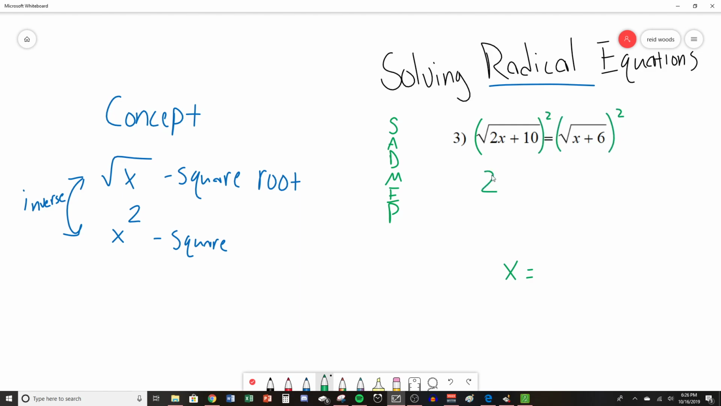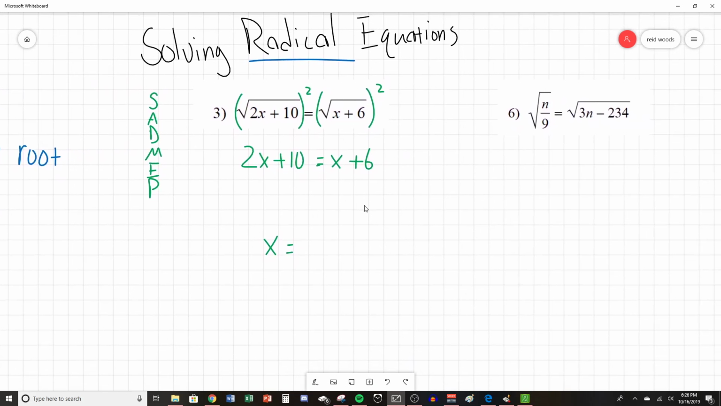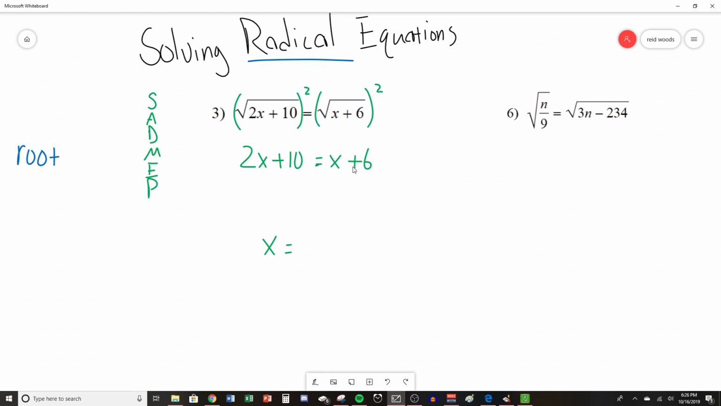And now it becomes a very familiar format, an equation that you would have solved in your middle school days. So this is what we see here. So 2x plus 10 equals x plus 6. Now all you should be thinking about is, how do I get x alone? Well, let me move it from one of these sides. I need to get x by itself. So let me go ahead and move it.